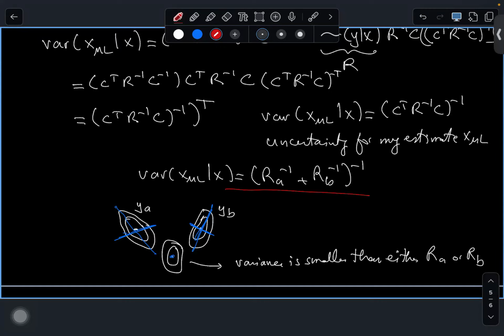That's what that means. So you always are gaining information when you add another sensor. Even though it has a great amount of noise, when you combine the two, the total variance, the uncertainty that you have about your estimate, is reduced. This is why two sensors are better than one.